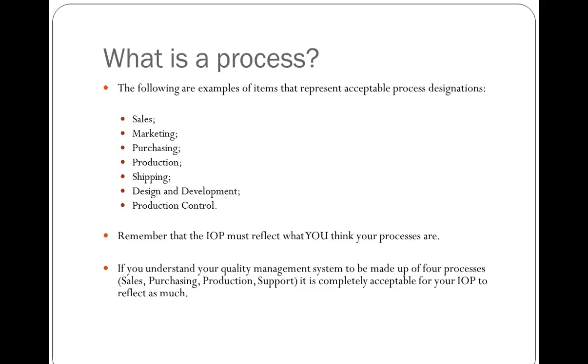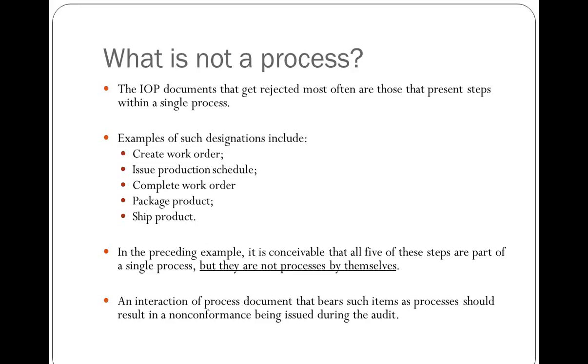If you understand that your system is made up of 4 core processes, for example, sales, purchasing, production, and support, it's absolutely acceptable for your IOP to reflect as much, as long as the entirety of your quality system is represented. Now, in terms of what is not a process, the IOP documents that get rejected most often are the ones that present steps. Here's some examples.